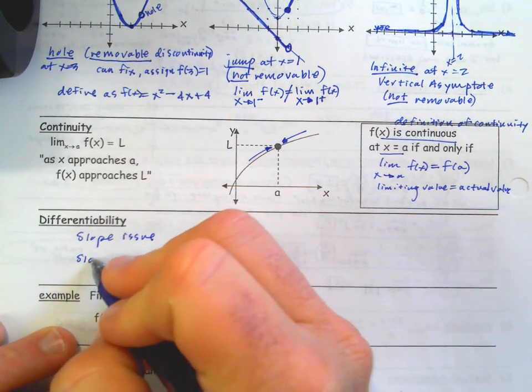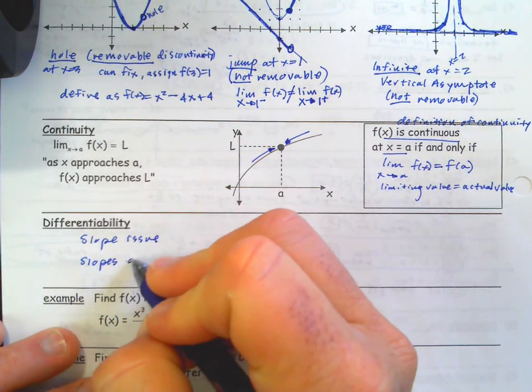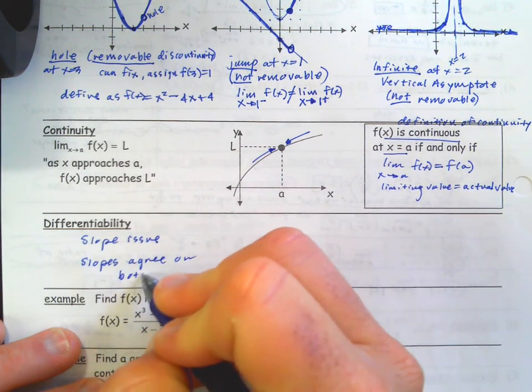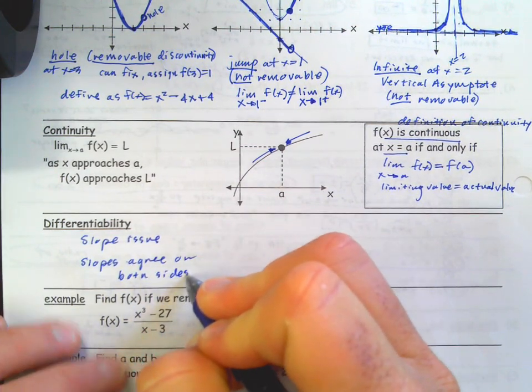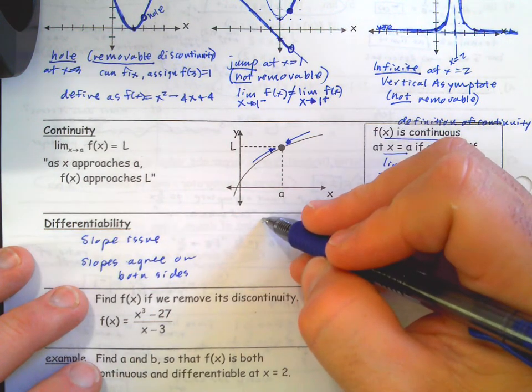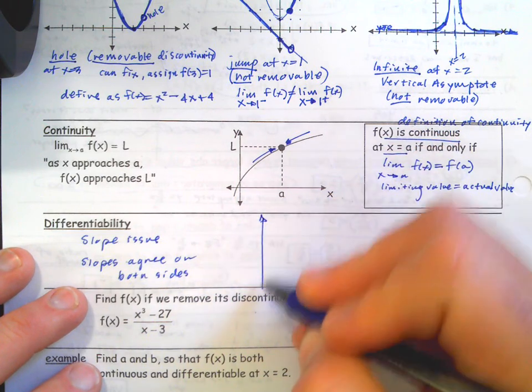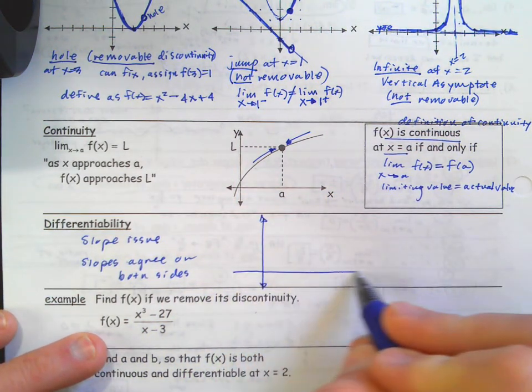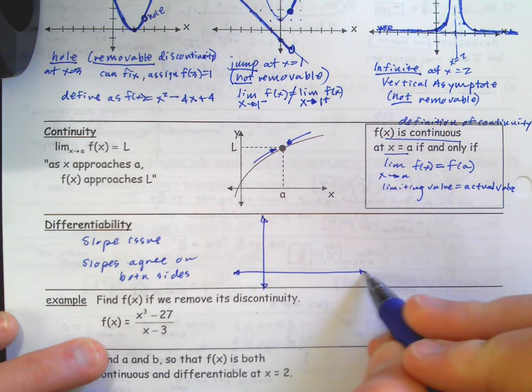For the derivative to exist, the slopes have to agree on both sides. So any kind of corner or cusp is not going to be differentiable because the slopes don't agree. I'm going to show you guys an example of a graph.